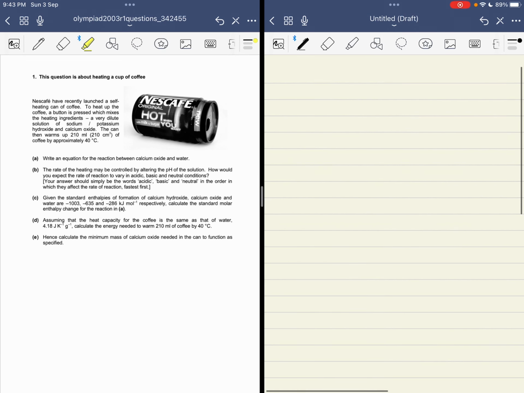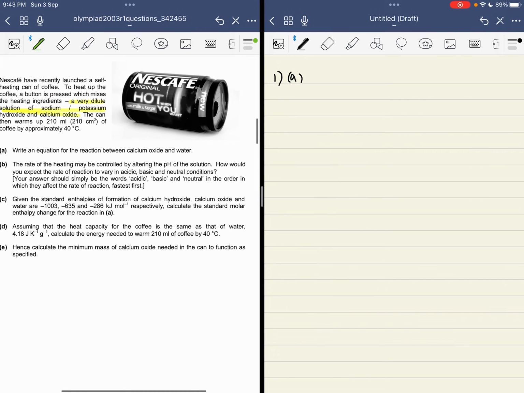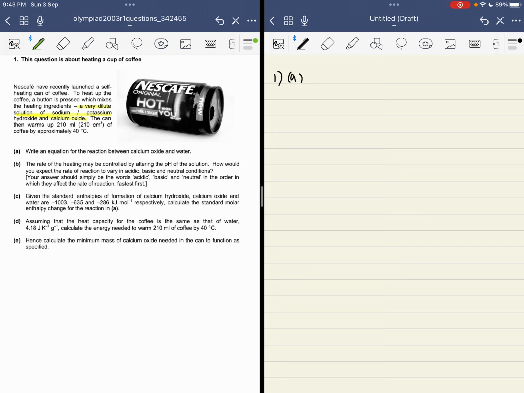The question is about a self-heating can of coffee, which uses a system of a very dilute solution of sodium or potassium hydroxide and calcium oxide, creating an exothermic reaction with water to generate the energy needed to heat up the can. So we will start with A. I will also categorize all the sub-questions in terms of whether it's an AS or A2 level content.